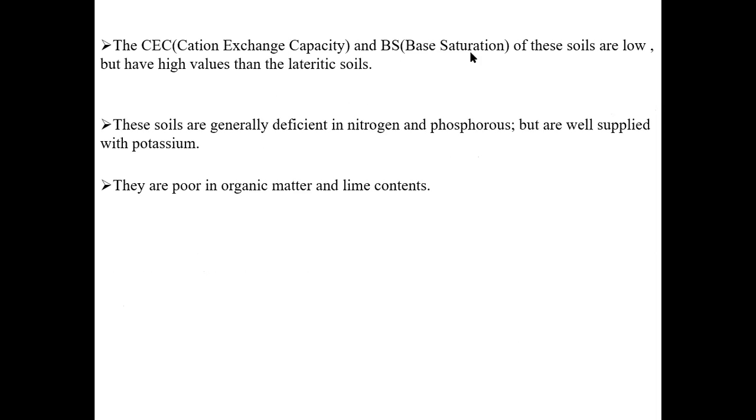The CEC and base saturation of these soils are very low, but have higher values than laterite soils. In red soils it was very low, but when you compare with laterite soils, definitely the CEC and base saturation is higher. These soils are completely deficient in nitrogen and phosphorus, but are well supplied with potassium. See, students, these red soils are poor in nitrogen and phosphorus, but good in potassium, and also poor in organic matter and lime content. So lime content and organic content were very low.